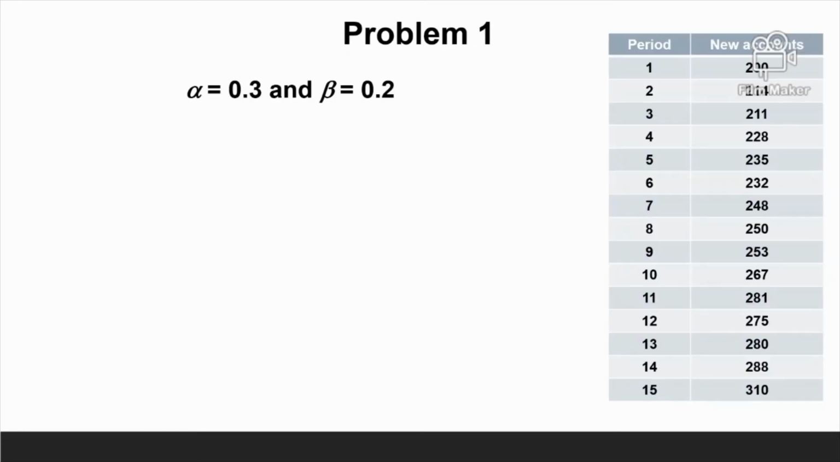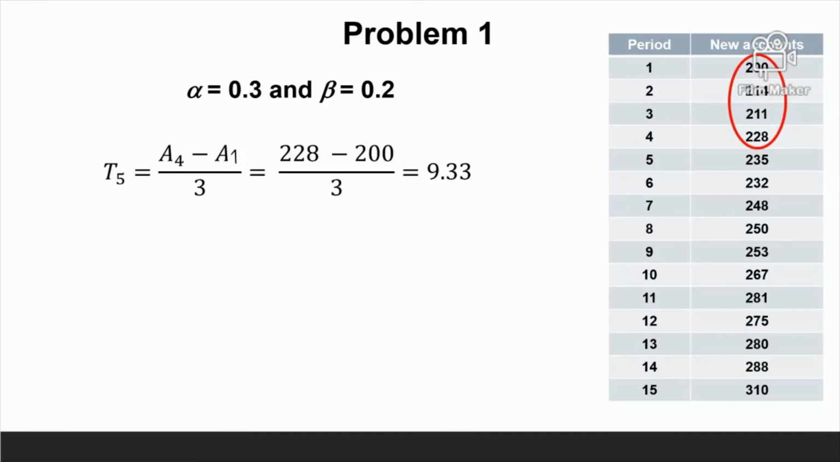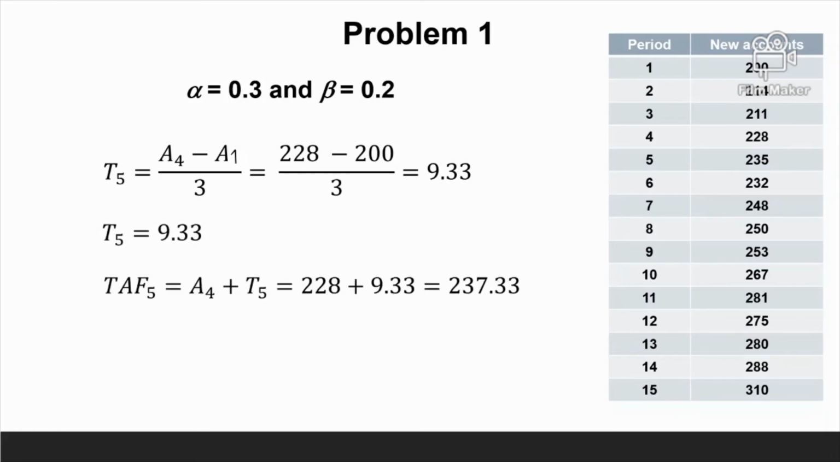To solve this problem, we have to start by computing the initial trend estimate for period 5, T5. This can be done by calculating the average of the net change of the first 4 periods as follows. T5 equal A4 minus A1 divided by 3 equal 228 minus 200 divided by 3 equal 9.33. Next, we use this value of T5 to calculate TAF5 as follows. TAF5 equal A4 plus T5 equal 228 plus 9.33 equal 237.33.